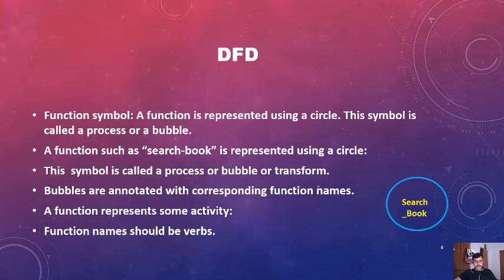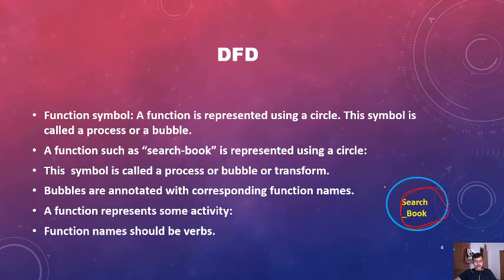The first one is the circle. It is the function symbol or process symbol. A function is actually represented using a circle, and this symbol is called the process or a bubble, to perform some processing on input data. To process some input data, we use this circle.